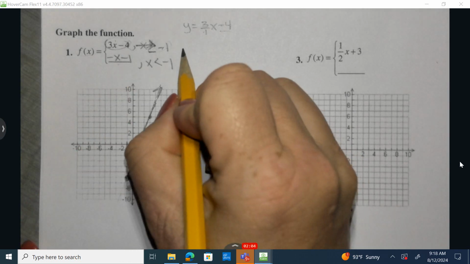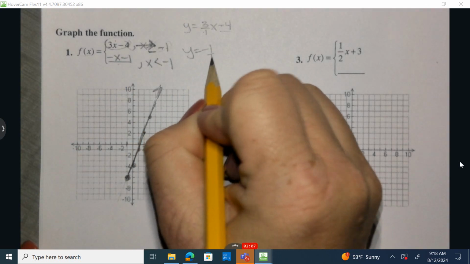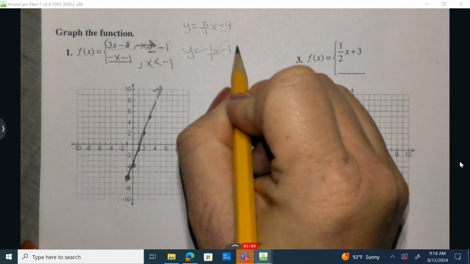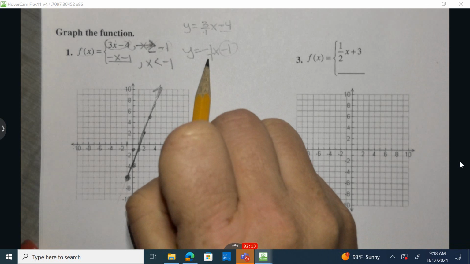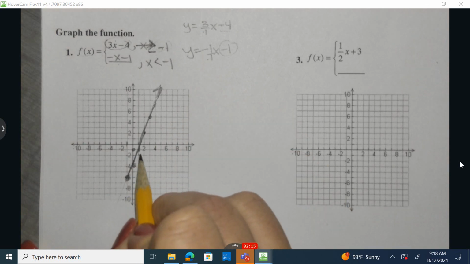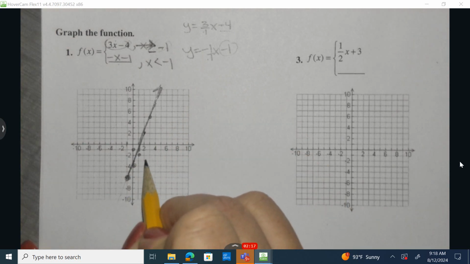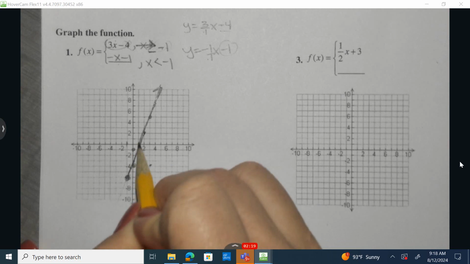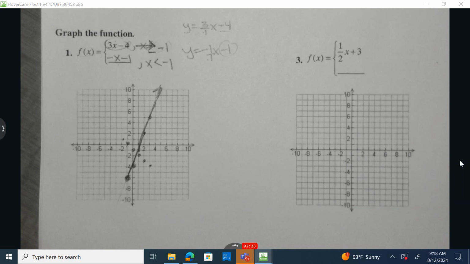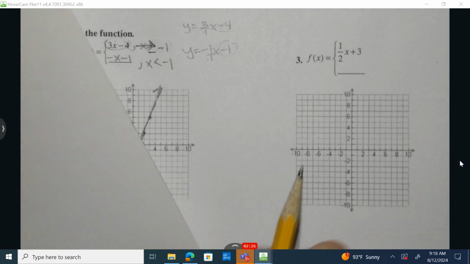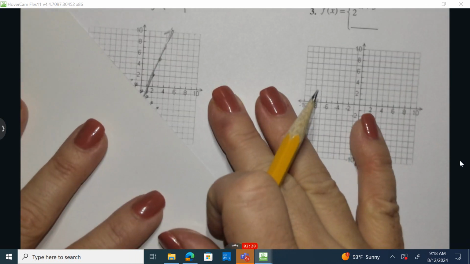Here's the next piece. y equals negative 1 over 1x minus 1. I start at negative 1 on the y-axis, and now the rise over the run says drop down 1 and go to the right 1. Drop down 1 to the right 1, and I can go the opposite direction. Up 1, over 1. Okay, so now that I have my points, I'm going to connect them.